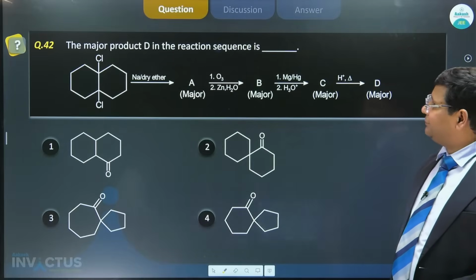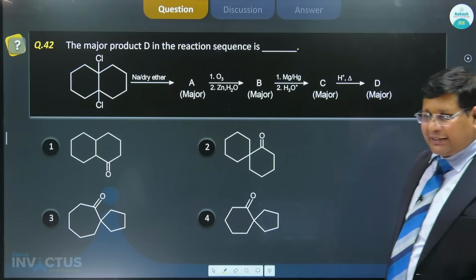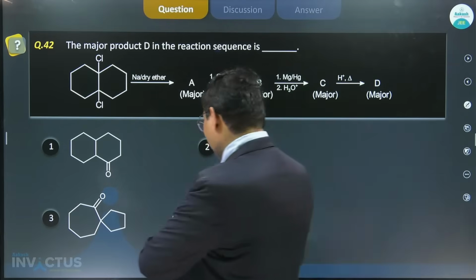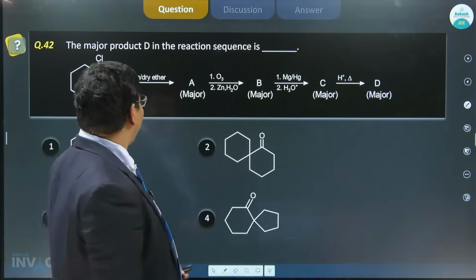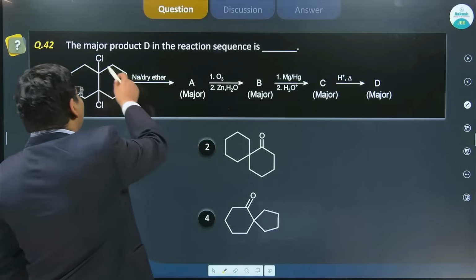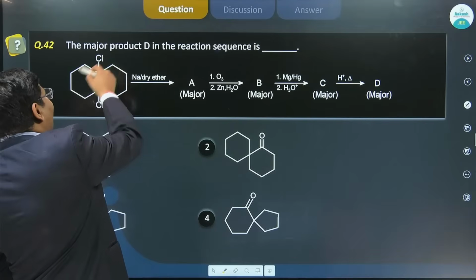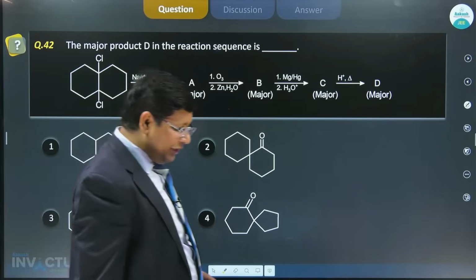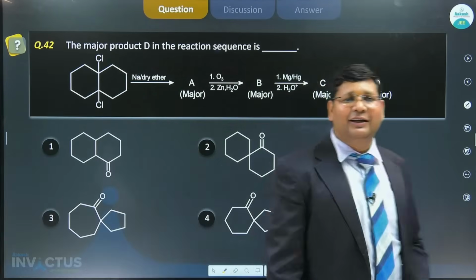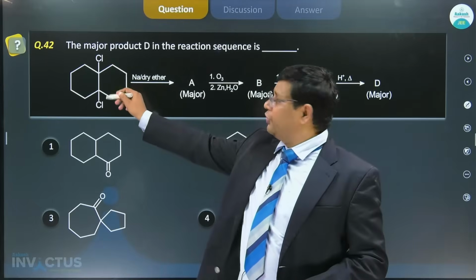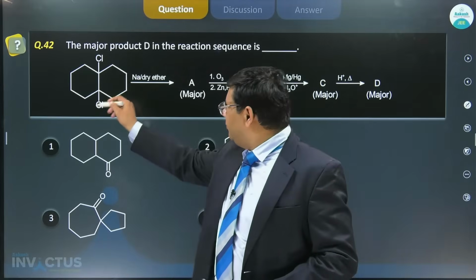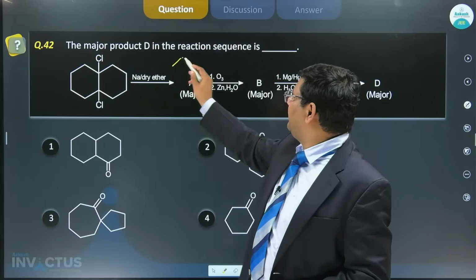And next question is sodium and dry ether. So in sodium and dry ether, if we add sodium... देखो यहाँ पर सोडियम ड्राई ईथर जब 1,2 डाइहैलाइड में डालेंगे तो आपका एल्कीन फॉर्मेशन होगा, बिकॉज जो कार्बन आयन फॉर्म होगा वो Cl को डिपार्ट कर देगा, तो it will give an E2 product.